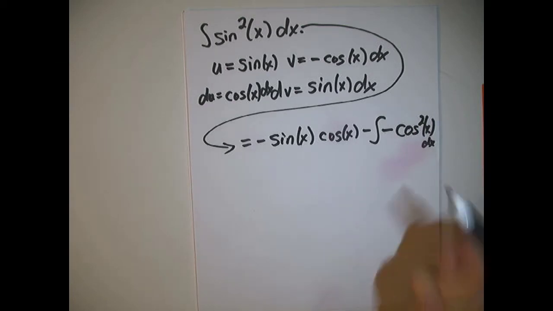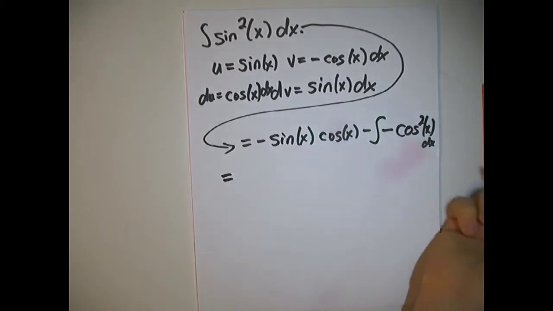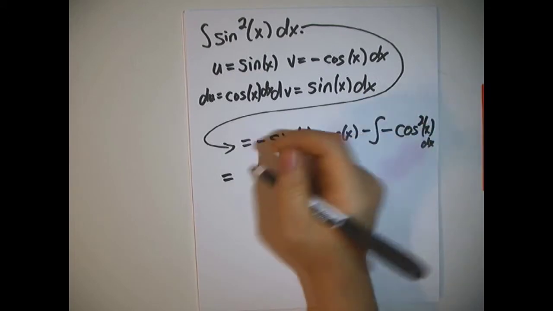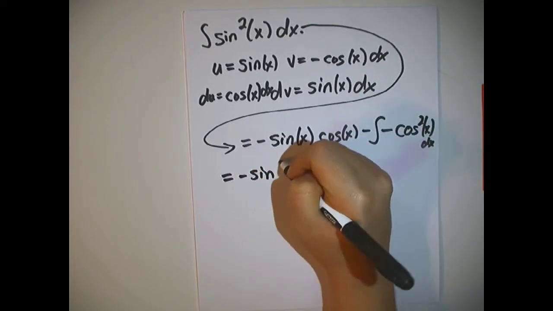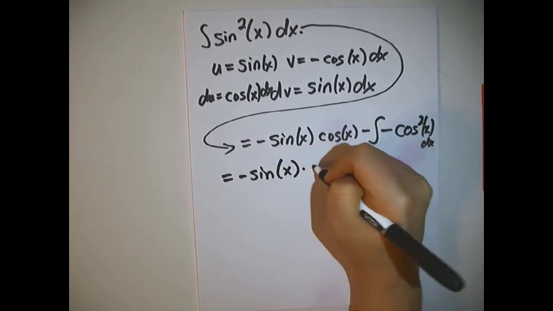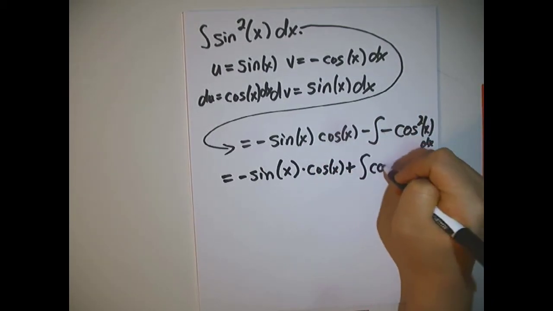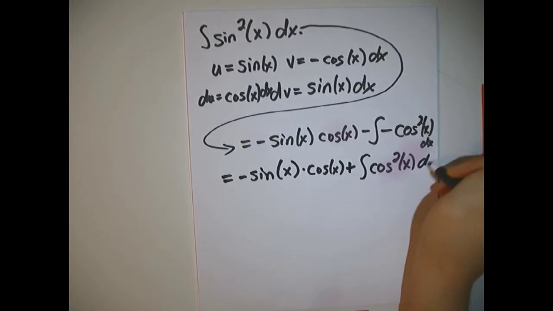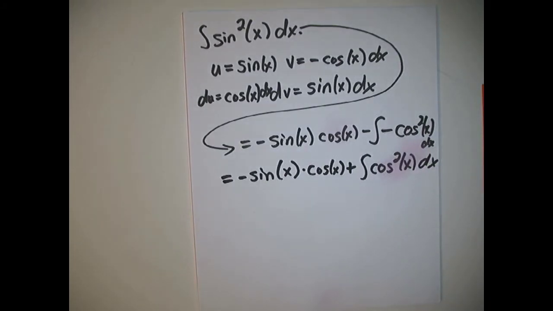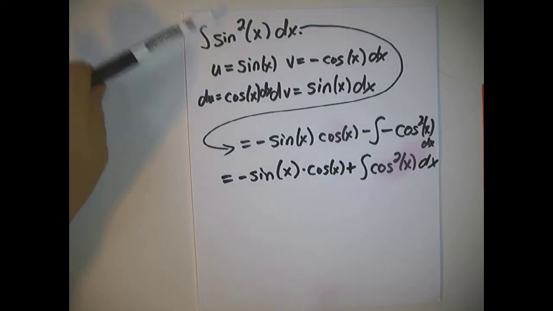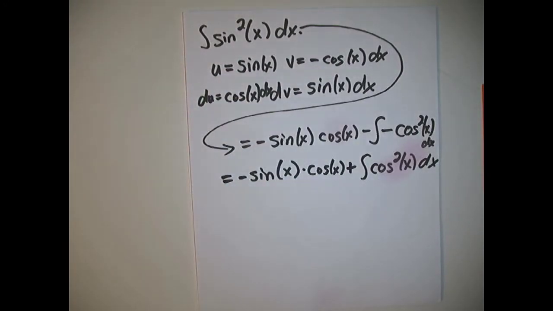Okay. I'll write it this way: that's saying that the integral of sine squared of x is minus sine of x times cosine of x plus the integral of cosine squared of x dx. Now it probably figures that if you didn't know how to integrate sine squared to start with, you probably also don't know how to integrate cosine squared. So it might seem at first like this hasn't helped us at all.